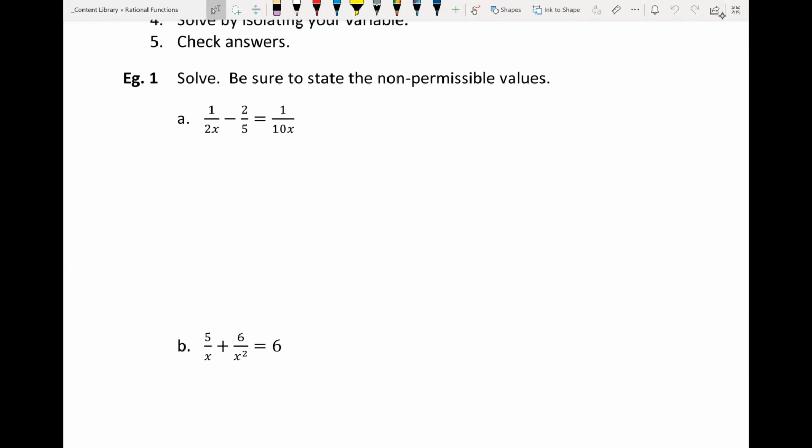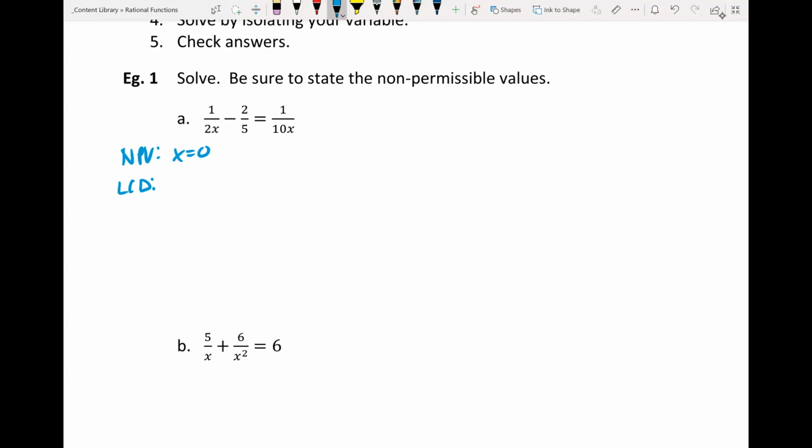So our first step is to factor the denominators, but in this case, there's really nothing for us to factor, so I'm going to leave that as is. Our NPV here is going to be x equals 0, because if we had 2 times 0, 10 times 0, we're going to get 0 in the denominator. Now we're going to determine what the LCD is, so then we can multiply each rational by the LCD.